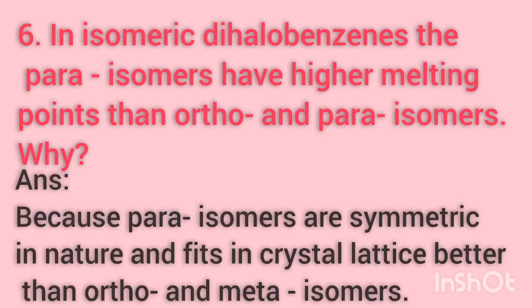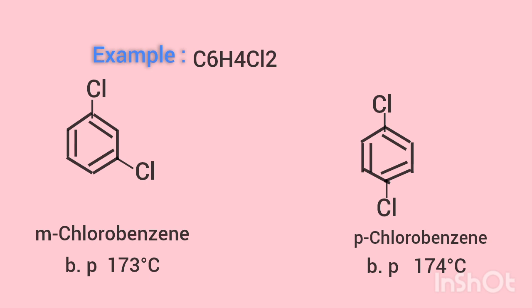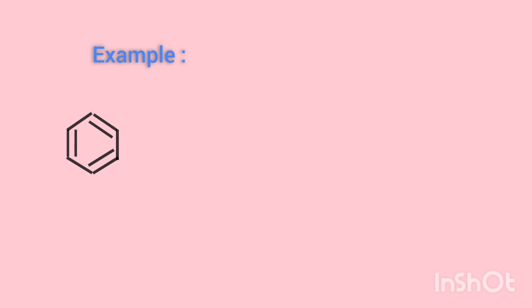Sixth question. In isomeric dihalobenzenes, the para isomers have higher melting points than ortho and meta isomers. Why? Answer. Because para isomers are symmetric in nature and fit in the crystal lattice better than ortho and meta isomers. Look at the example given here. Melting point of parachlorobenzene is higher than that of the metachlorobenzene.